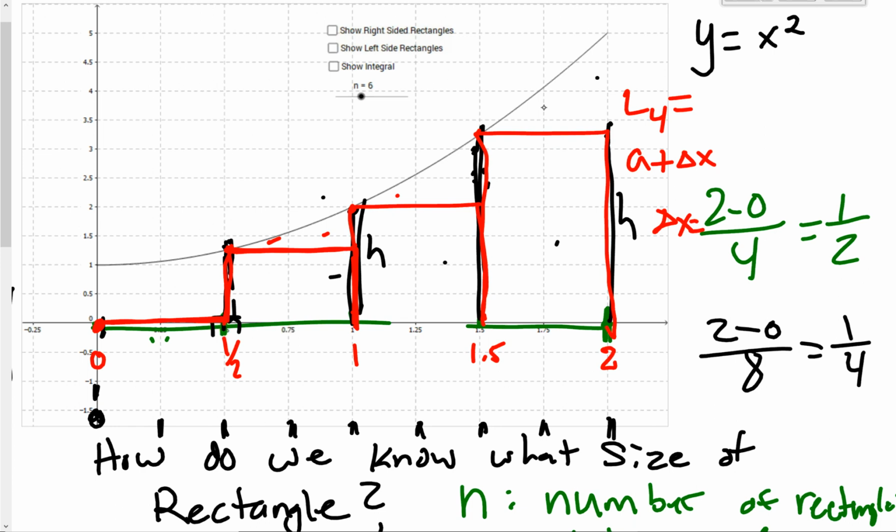Okay, so now I'm going to find the heights of all these. We already talked about this. How do we find the heights? By plugging this into our function. So I plug 1/2 into my function, I get 1/4. I plug in 1, I get 1.